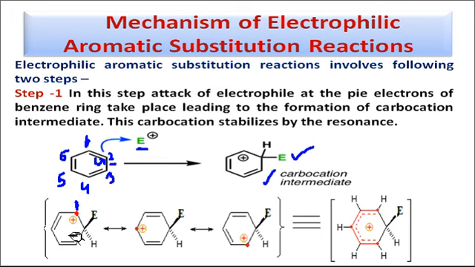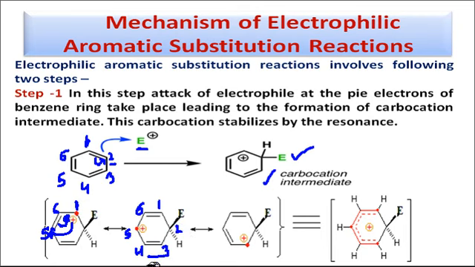Now what happens next? When the pi electrons move between carbon atom number 1 and carbon atom number 6, carbon atom number 5 becomes electron deficient, and the positive charge comes onto carbon atom number 5. So the next resonating structure is this, where carbon atom number 5 has the positive charge. This is the 6th carbon atom, this is the 1st carbon atom, this is the 4th one, 3rd one, and this is our 2nd carbon atom.